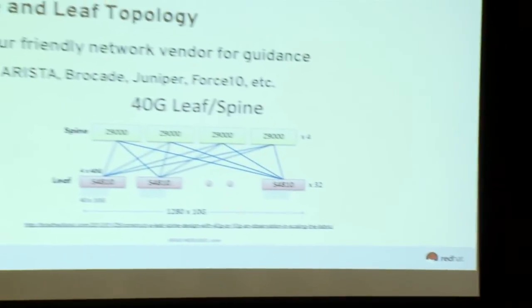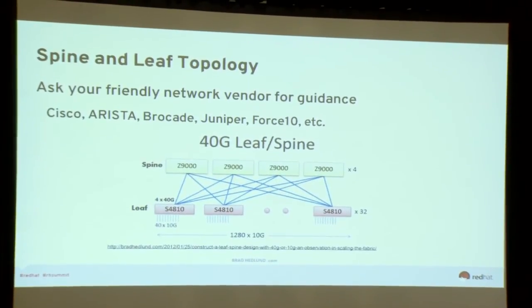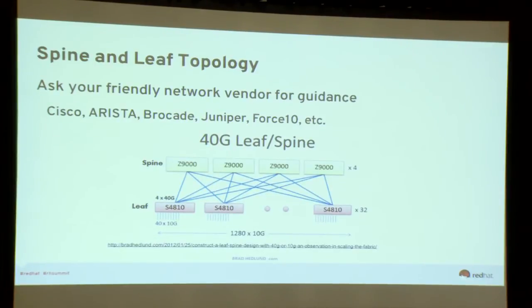There's a lot of documentation out there to do this. This is from Brad Hetland's blog using the Dell Force10 switch family. Very, very powerful features. This can grow to basically, if you look at the bottom there, 1,280 10 gig interfaces. So if you assign one server to each interface, that's 1,280 nodes in your cloud with uniform connectivity between each node.